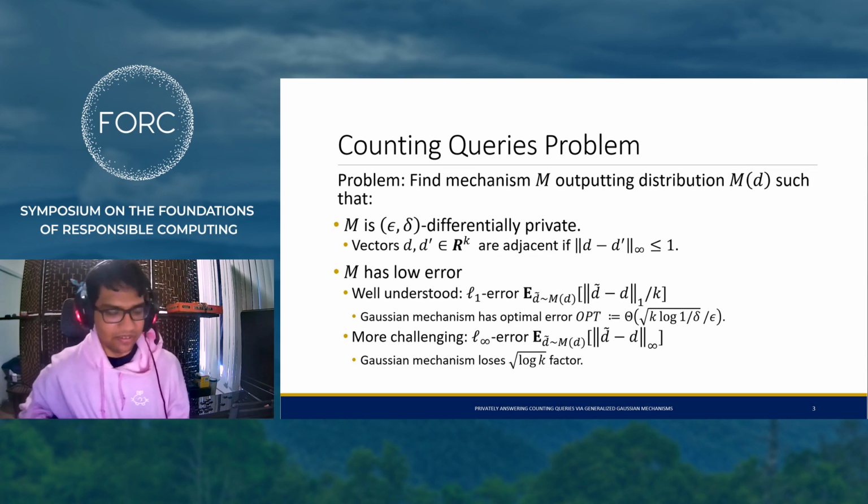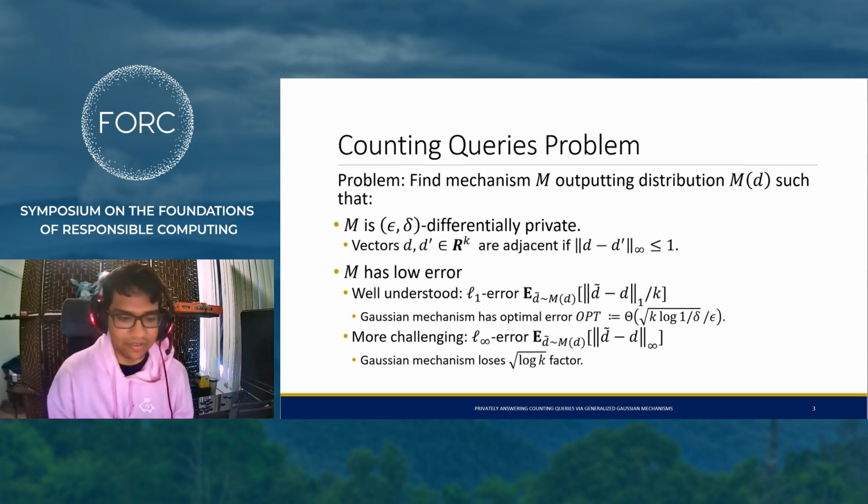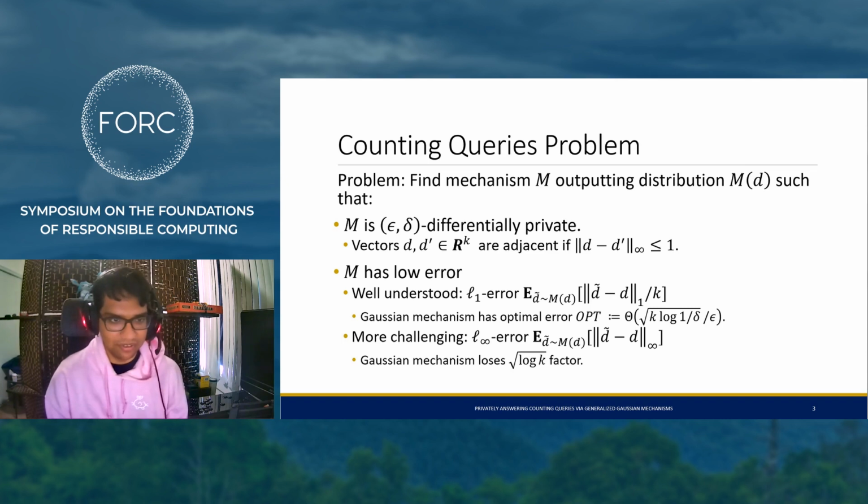So one type of error that until recently was less well understood is the L infinity error. And the L infinity error is just the expectation of the L infinity norm of d tilde minus d. So put another way, it's the expectation of the maximum amount of noise added to any coordinate. And here the Gaussian mechanism gets error opt times root log k. And this is because for a k-dimensional multivariate Gaussian, we expect that its largest coordinate is root log k times larger than its average coordinates by union bound.